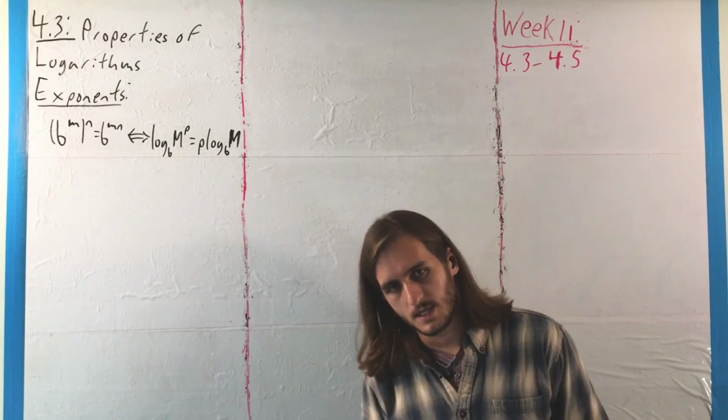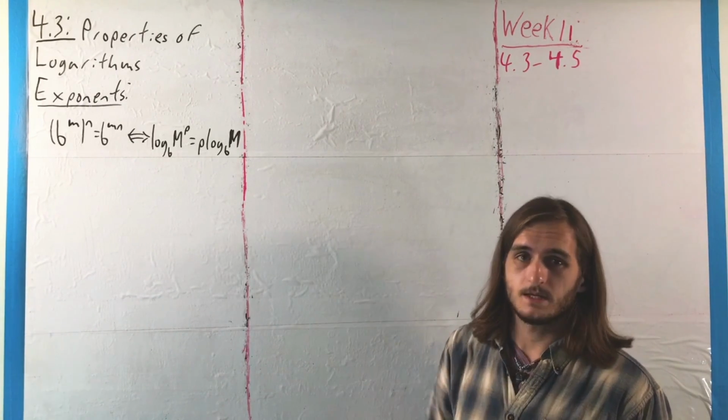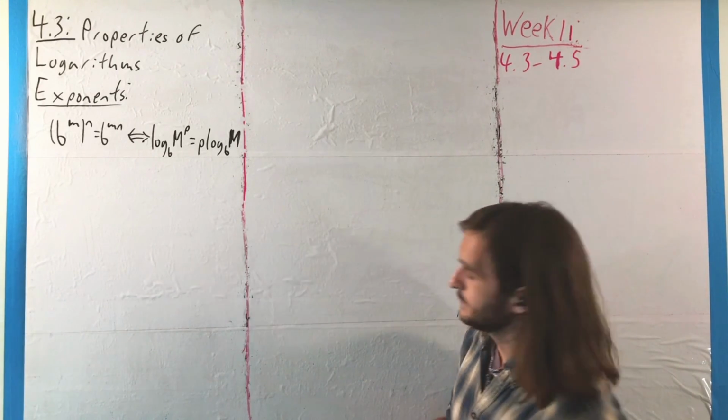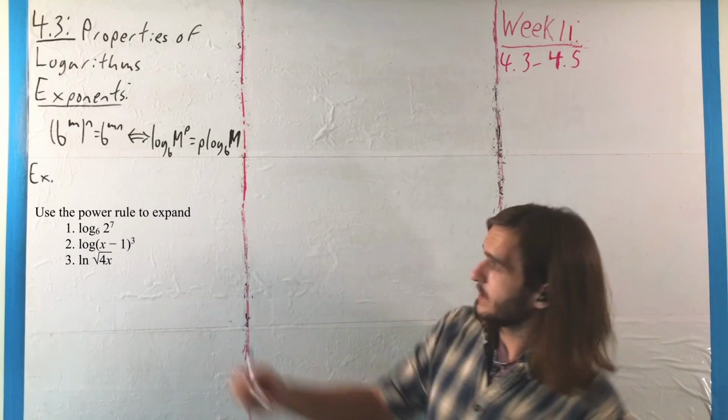Anyway, let's get some examples here dealing with the more arithmetic side of things before we get to the equational stuff later. So for this example, we want to use the power rule to expand log base 6 of 2 raised to the power 7, the common logarithm of x minus 1 raised to the power 3, and the natural logarithm of the square root of 4x. So, again, lots and lots of practice here.